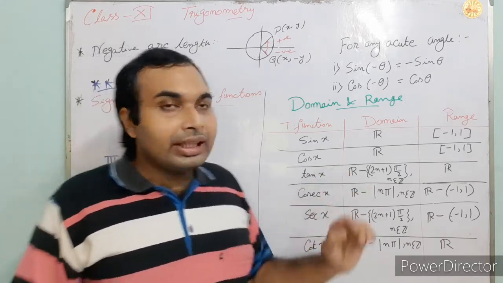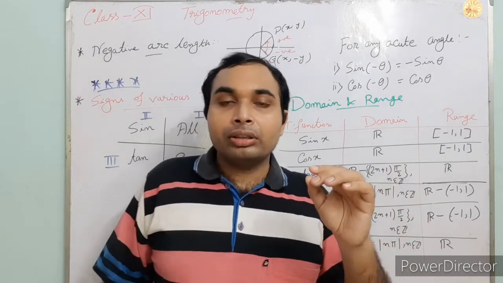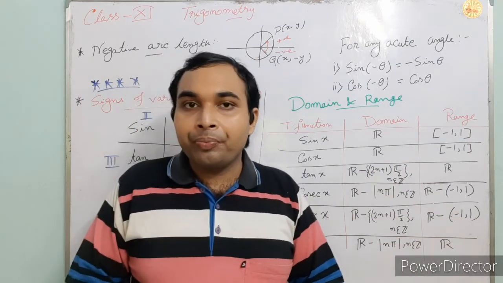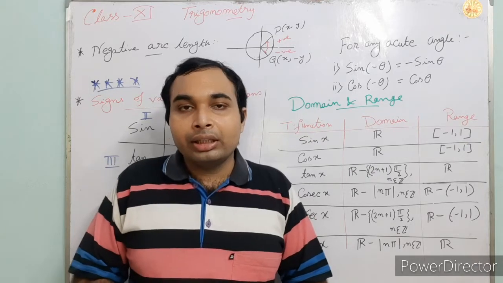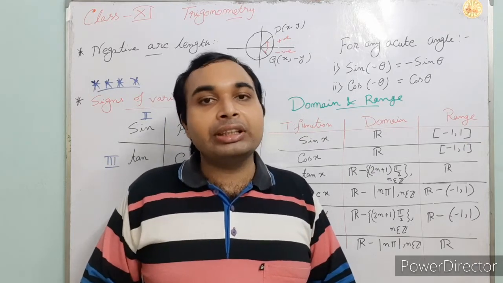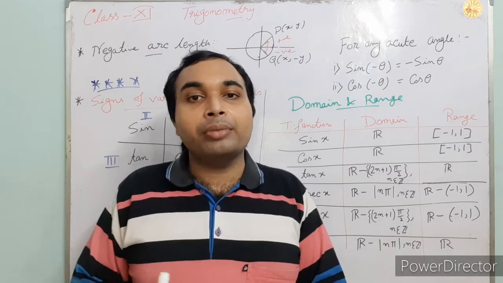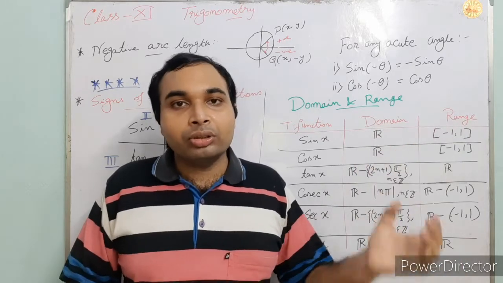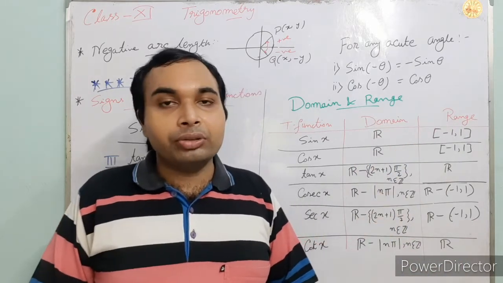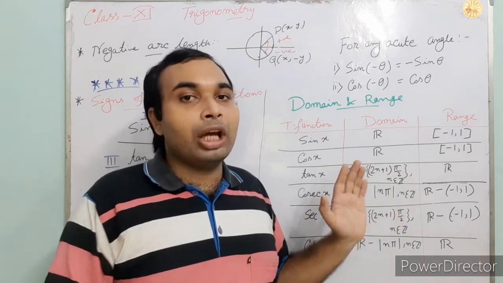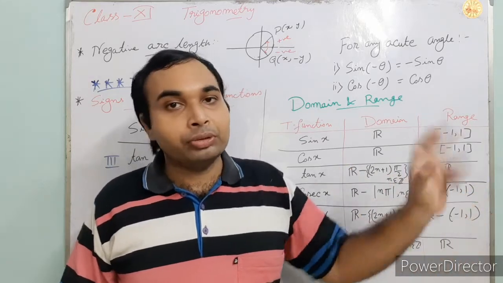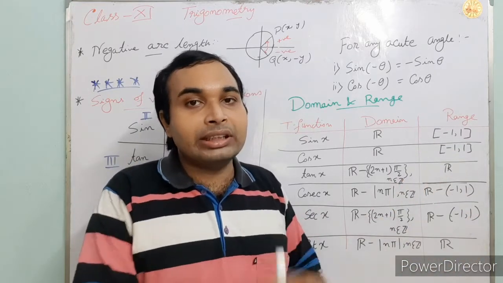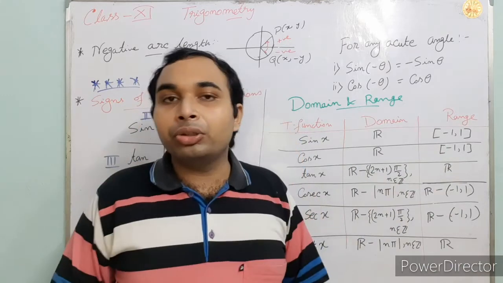Okay, for sec x also, for cos 2n plus 1 pi by 2, because cos pi by 2 is 0, cos 3 pi by 2 is 0, like that. So whenever n is an integer, then cos 2n plus 1 pi by 2 must come 0. So sec x is 1 by cos, so 1 by 0 is the same thing, undefined, we cannot take. That's why from the domain we have to subtract the 2n plus 1 pi by 2 forms, and also in the range we will get all the real numbers except the interval minus 1 to 1.